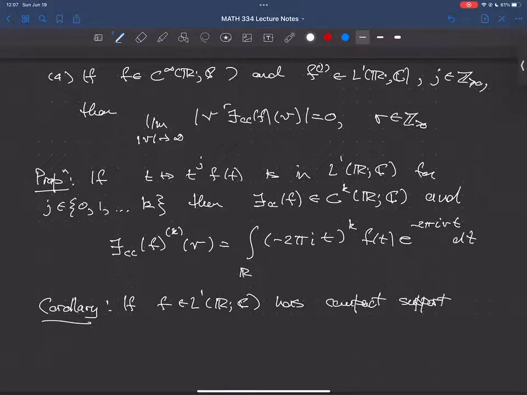So if you're working with a signal with compact support, then it immediately follows that all of these things are going to be in L1, for every j, and so therefore you can conclude that the CCFT is infinitely differentiable.